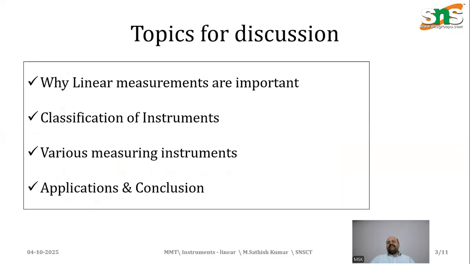Today's topic for discussion is why linear measurements are important. The second point is classification of instruments. The third point is various measuring instruments. And the fourth one is application and conclusions.